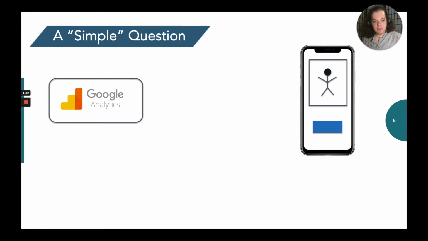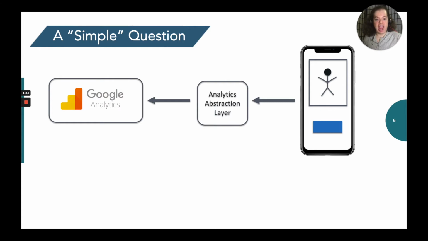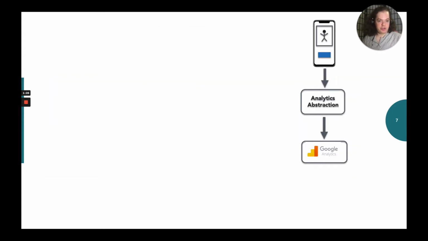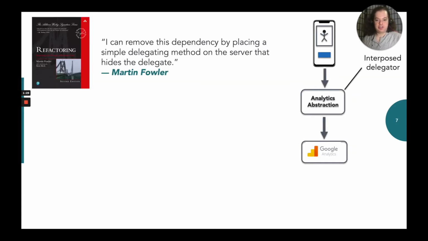So, as a running example, I'm going to use an iPhone app, and it uses an analytics framework, but it doesn't use it directly. I've interposed an analytics abstraction layer. And now my question is, does the app depend on the analytics framework? If I look to our books for advice, Martin Fowler seems to think that having this interposed delegator removes the dependence.